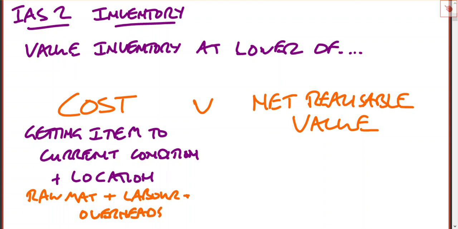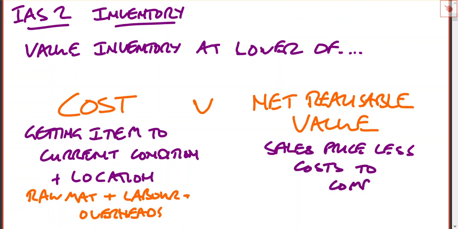So all of those will go into making up the cost of the item, and you're really comparing that to what you're going to sell it for. So it's the sales price less any costs to complete.